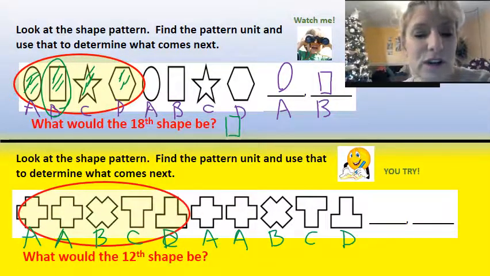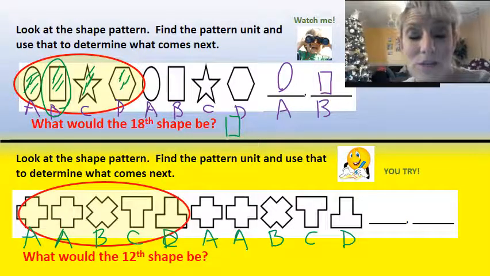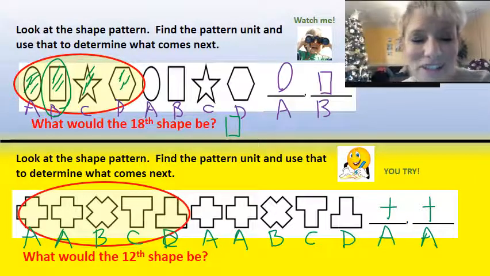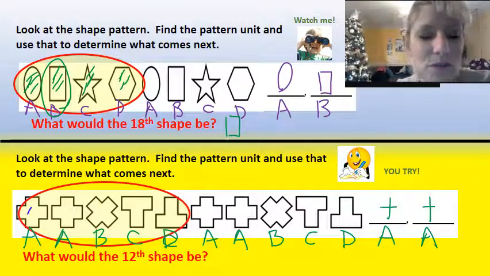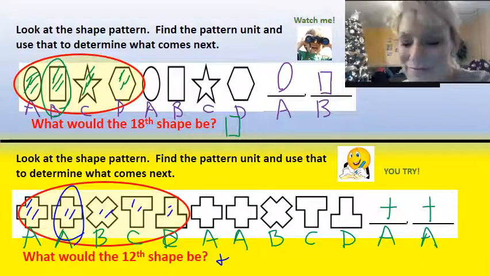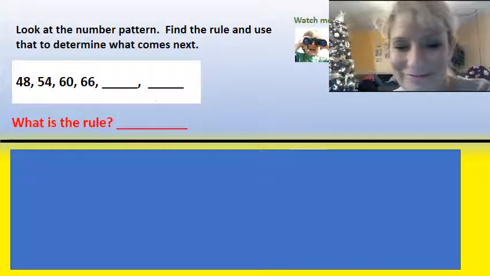All right, did you find your pattern unit to be the first five shapes right here? And then did you notice that you had to do an A and an A here because that follows the pattern unit? All right, here's that fun question. What would the 12th shape be? 1, 2, 3, 4, 5, 6, 7, 8, 9, 10, 11, 12. Did you get a plus sign? I hope so.